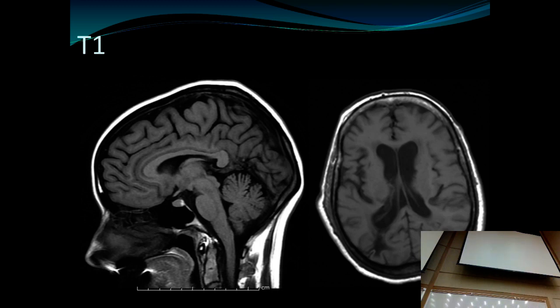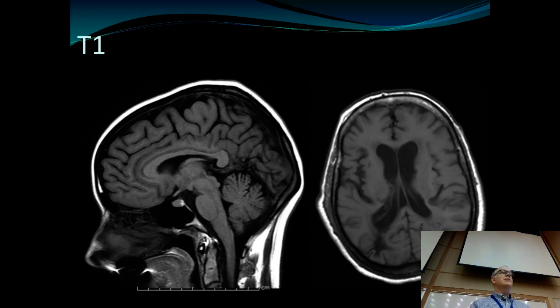A T1 is really helpful just for normal anatomy. Okay, the gray matter looks gray, the white matter looks white. So the CSF here is dark. You get a nice sagittal look here of the cerebellum and the brainstem. We can see the superior and inferior colliculi, the thalamus and hypothalamus, corpus callosum. You know, it's just really nice for normal neuroanatomy. Turns out it's not nearly as sensitive for abnormalities as compared to a T2.